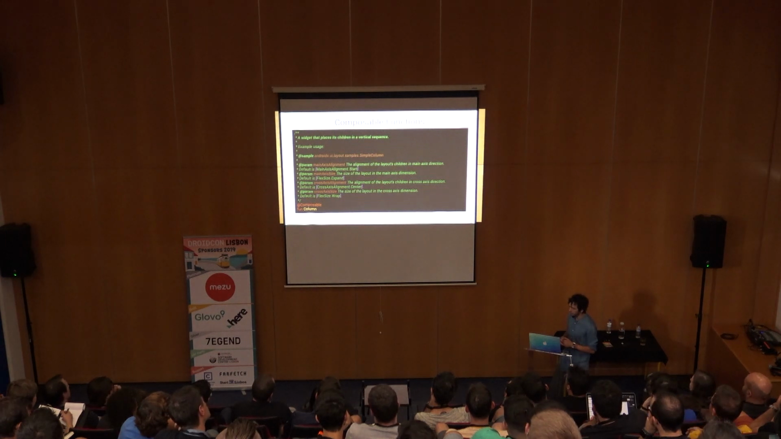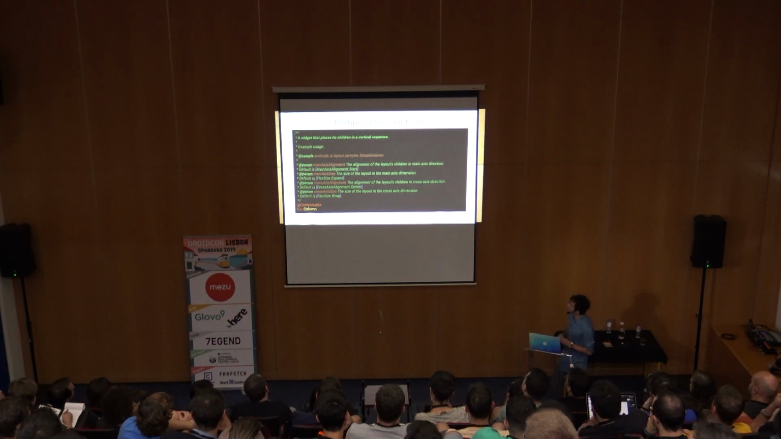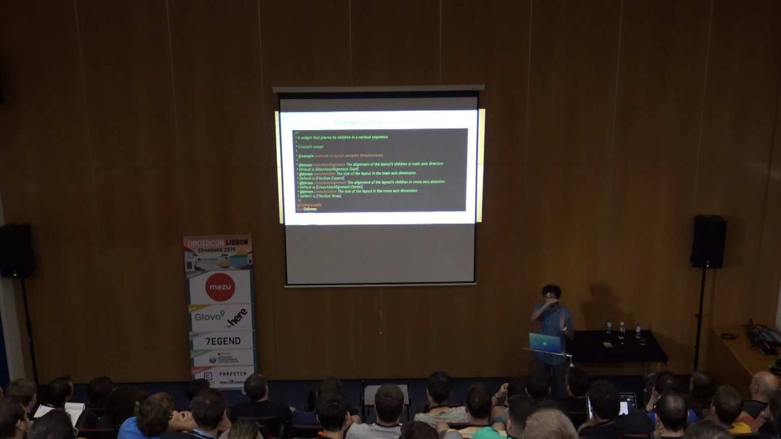Compose works with this concept of composable functions. Everything that you see in Compose is a function. So in Compose, one of the very basic ones is this thing called the column. I realized, and I don't know if that's by design or not, that Compose is very similar to the web, where you lay things out in a grid way, as opposed to how we used to do it on Android before.